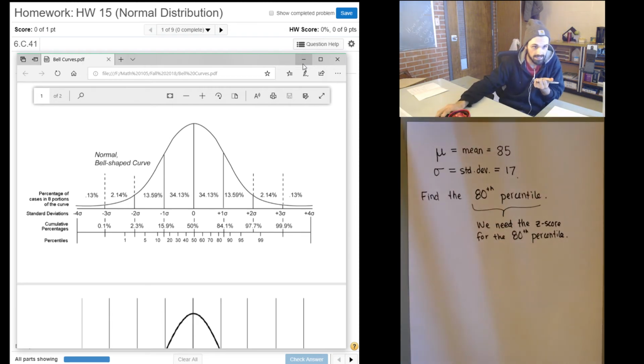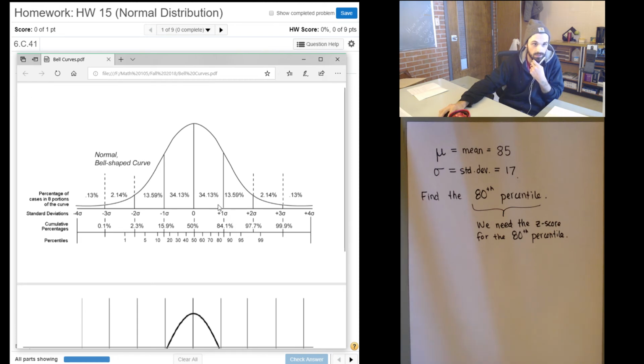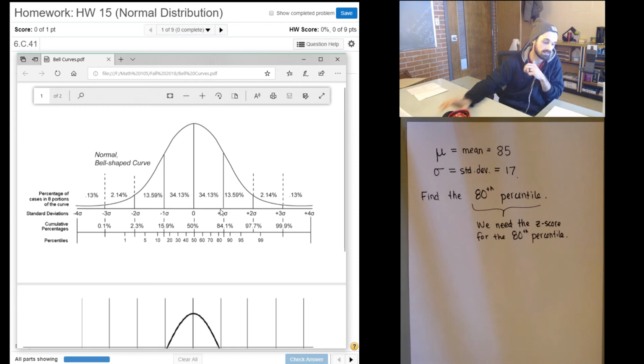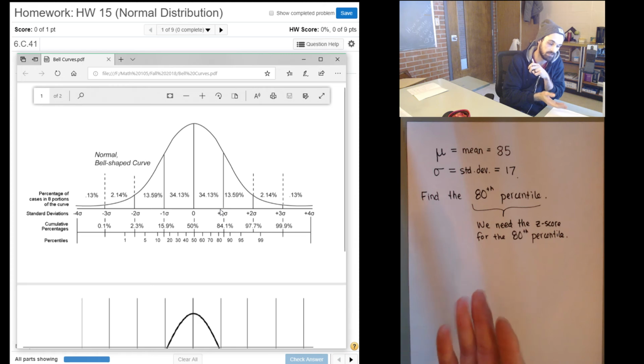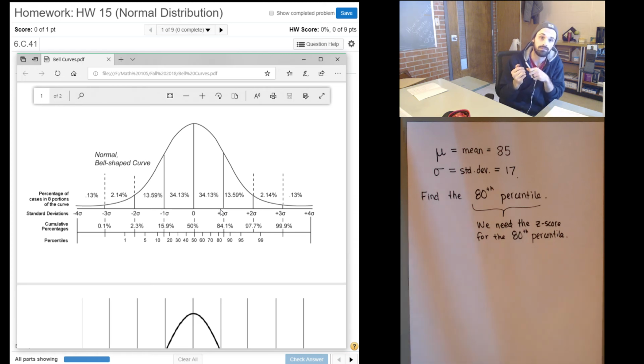So why do you need the z-score? Well, we're trying to find the 80th percentile, which is here, and we need to know exactly how many standard deviations that is away from the average. So recognize if they hand you a percentile, you need to find the z-score. If they hand you a z-score, you have to find the percentile.